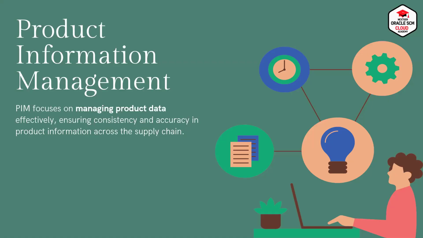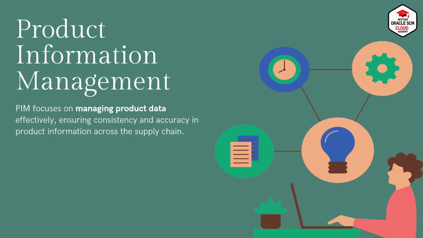So the first module is the product information management. It is the foundation of the Oracle SCM Cloud. Why is it? Because all the master data and item-related data is created under the product information management module. It includes creating the item attributes, item classes, item categories, and their life cycle phases.